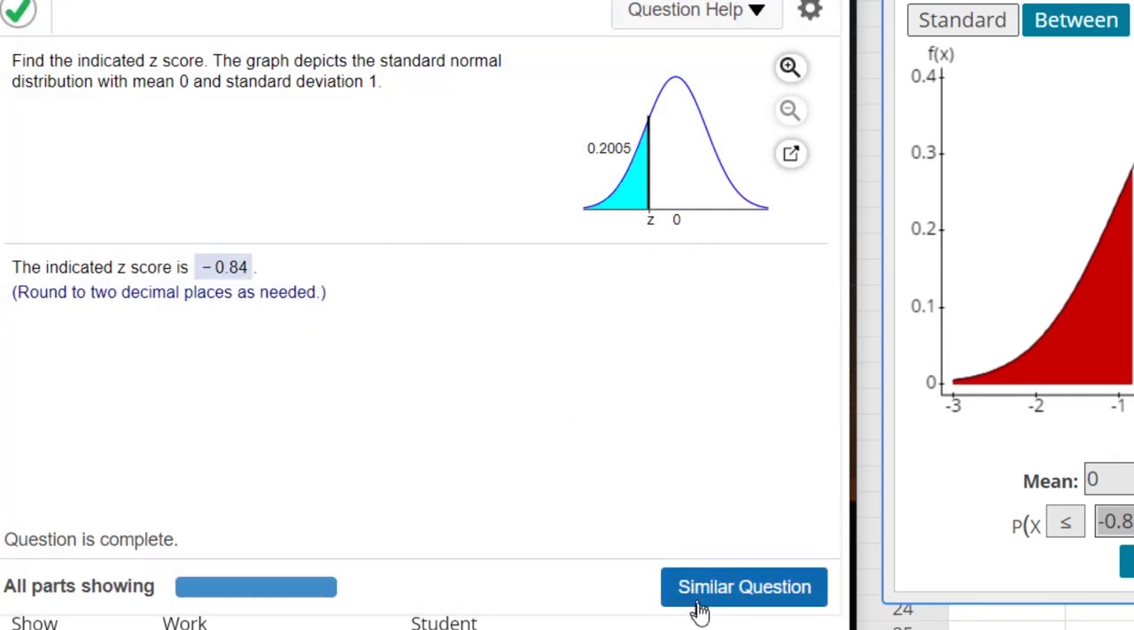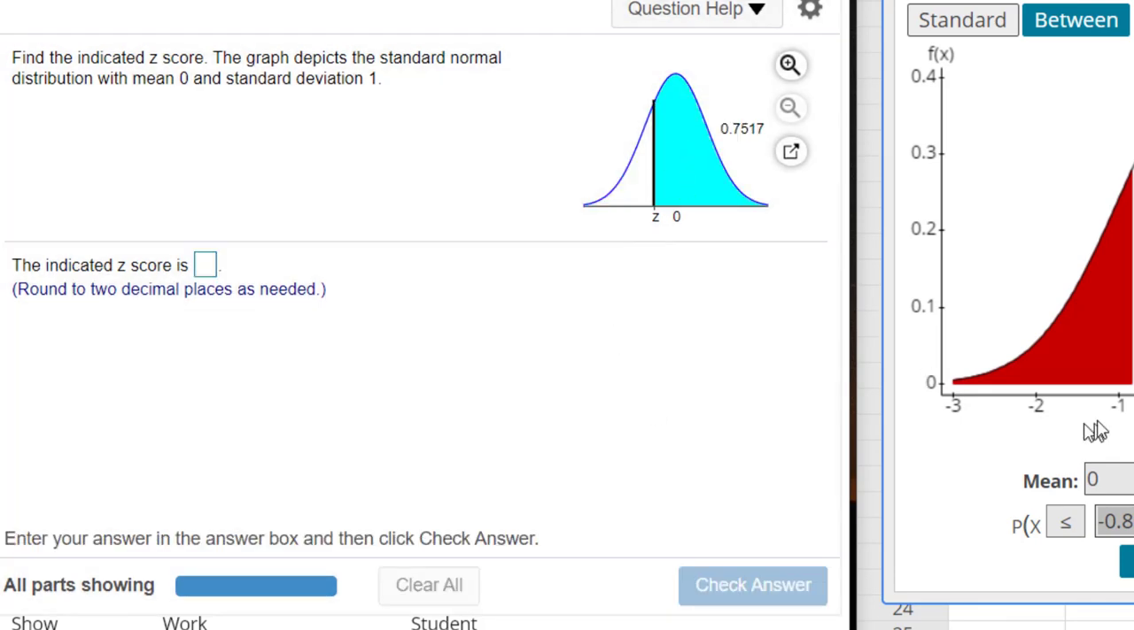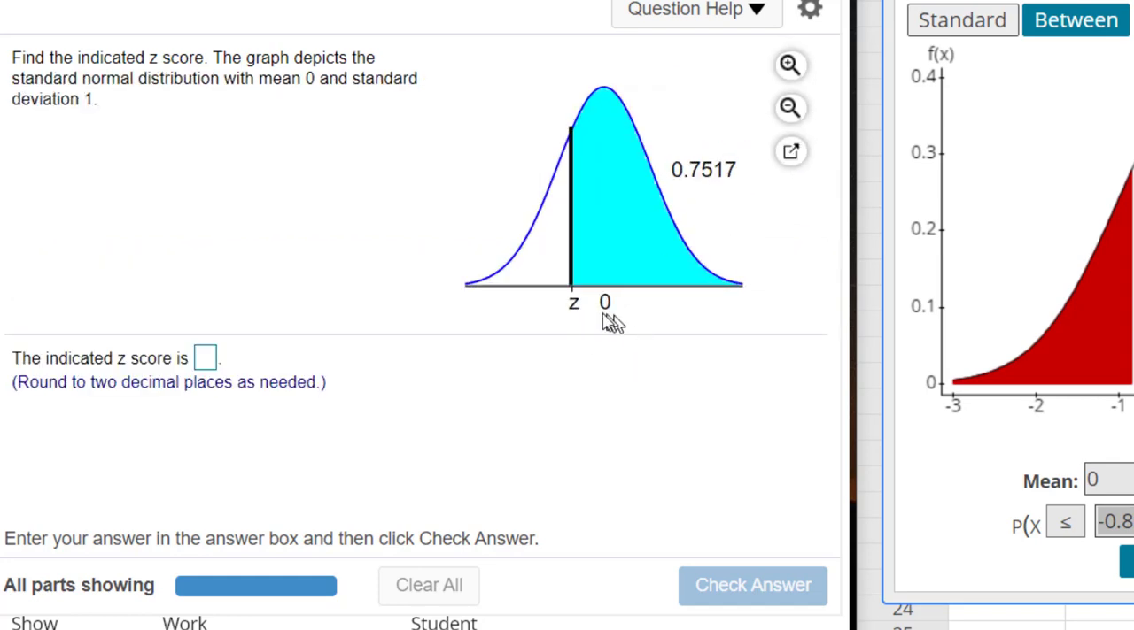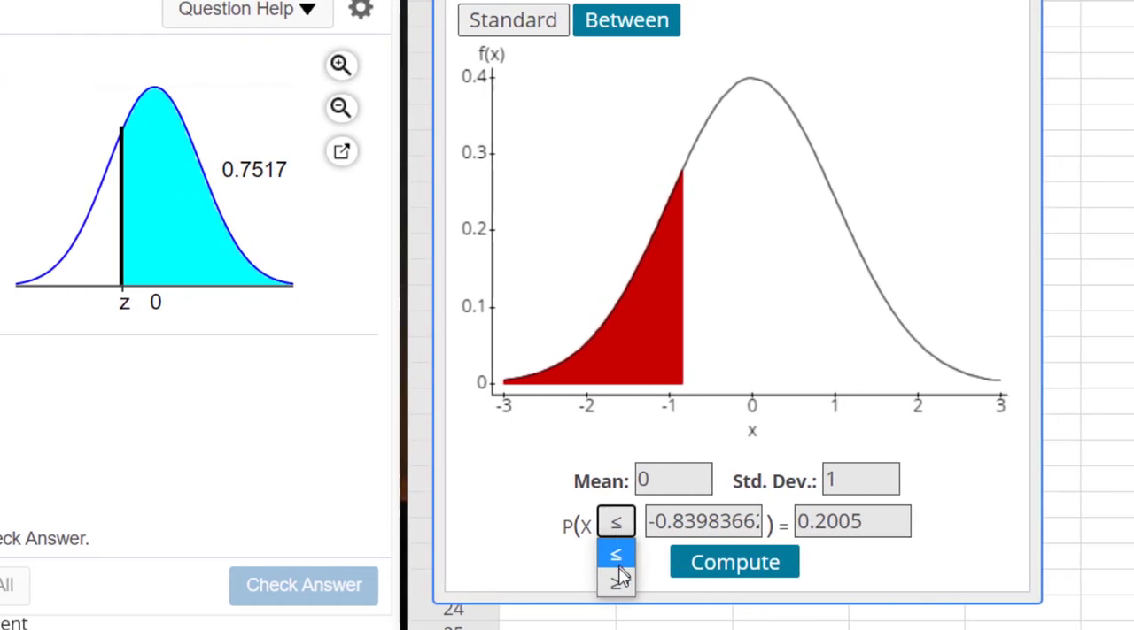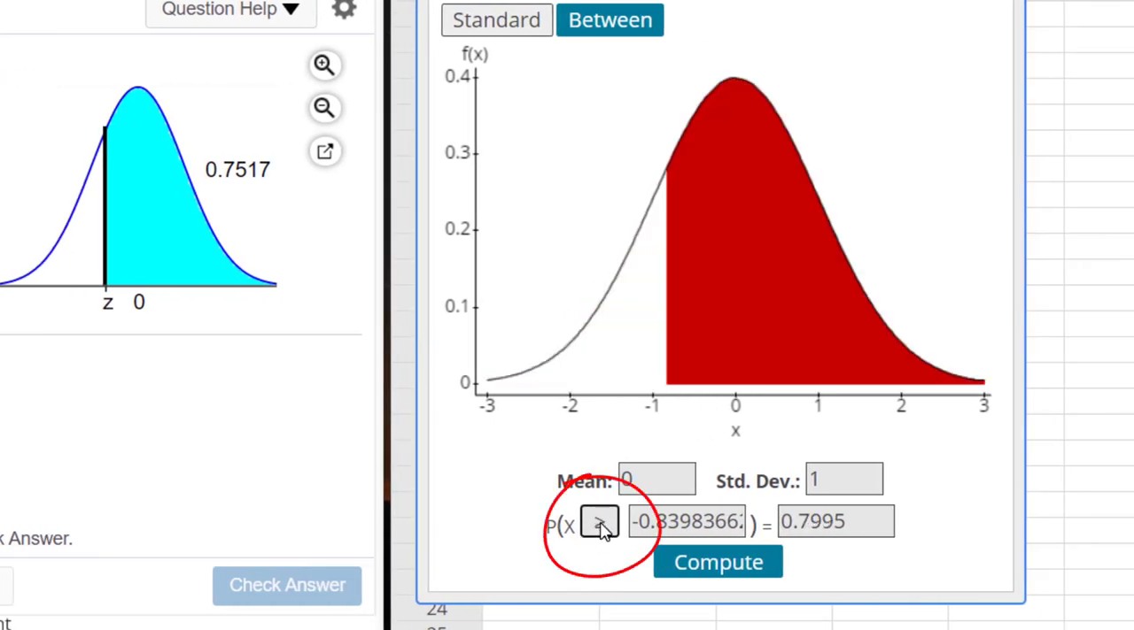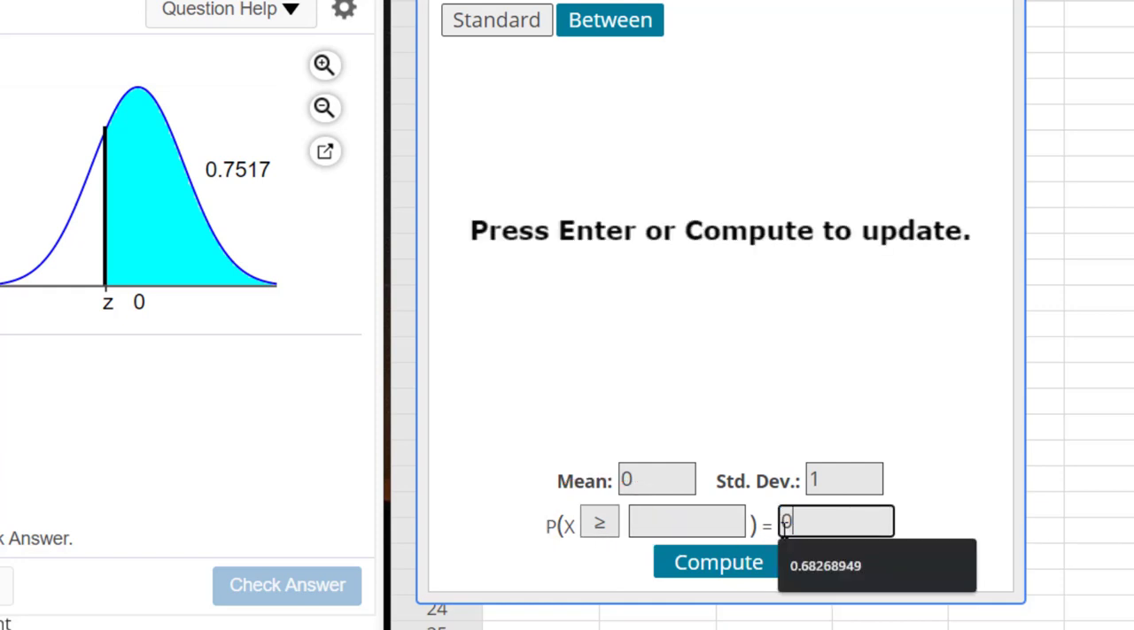Let's look at another one. On this one right here, it has z. We don't know the z value, and if you ever need to make this bigger to see it better, you can. We don't know the z value that cuts off the area of 0.7517. That's your area, and it is on the right side, so we need to change our inequality to greater than. And what we're going to do here is make 0.7517 our area to the right.